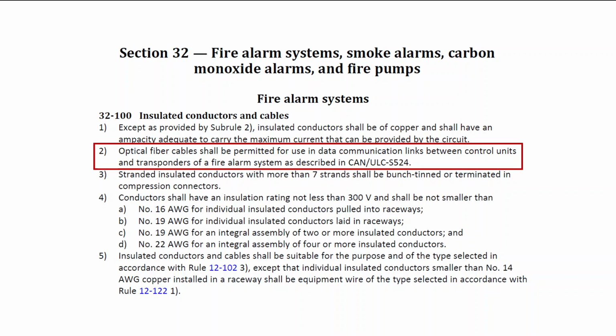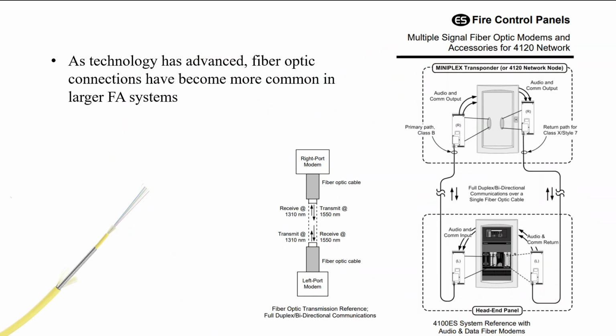Subrule 2 indicates that optical fiber cables are permitted for use in data communication links between control units and transponders of a fire alarm system. Subrule 2 fiber optic would really only be seen with an addressable fire alarm system that's quite large. And we can see here a little excerpt from a specific manual for a fire alarm company, and it's showing the connection between different fire alarm panels with a connection of fiber optic. So usually this is only with larger systems.